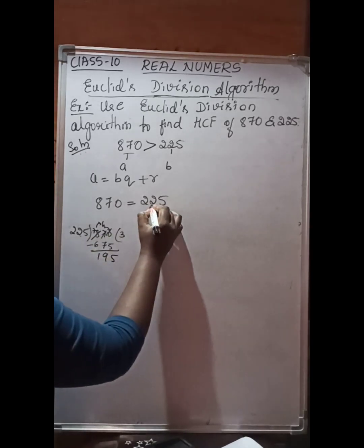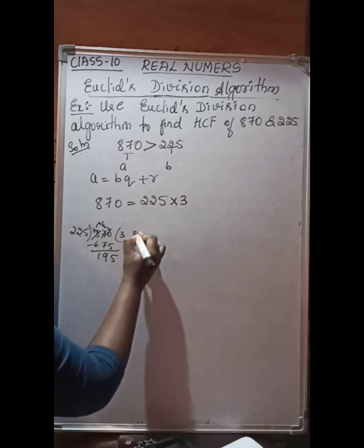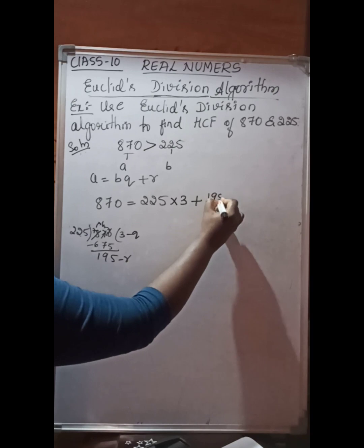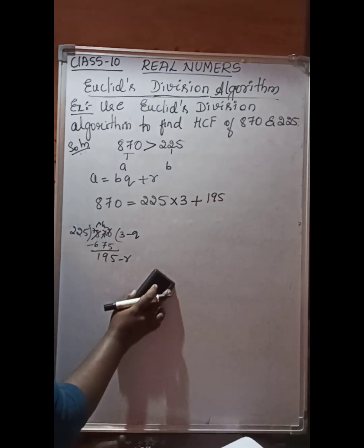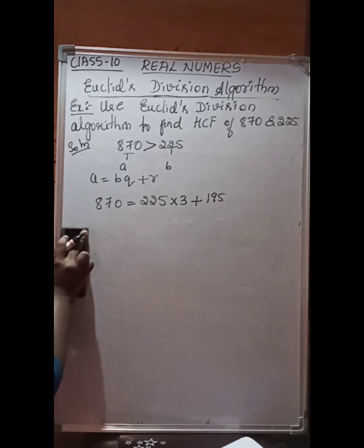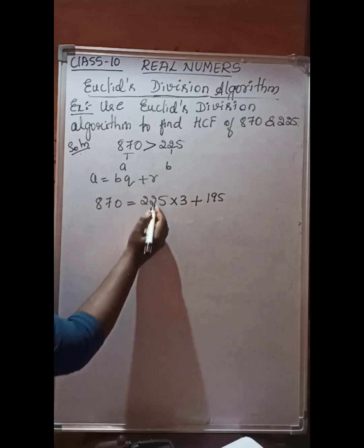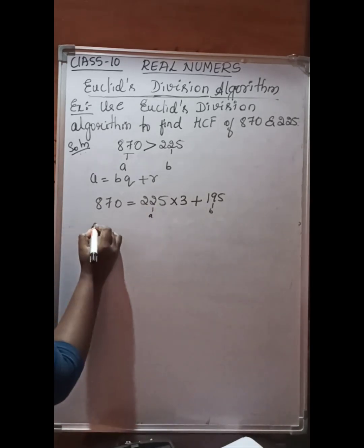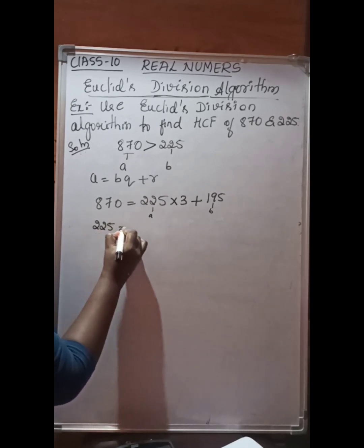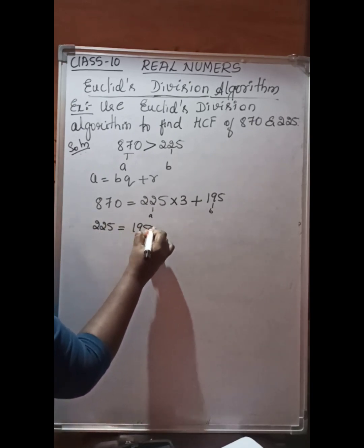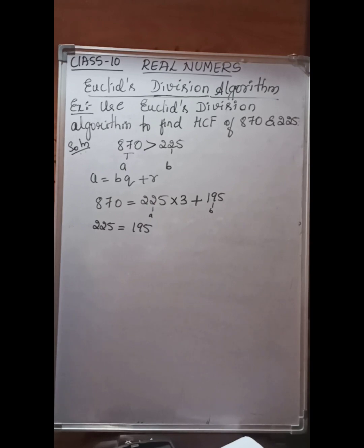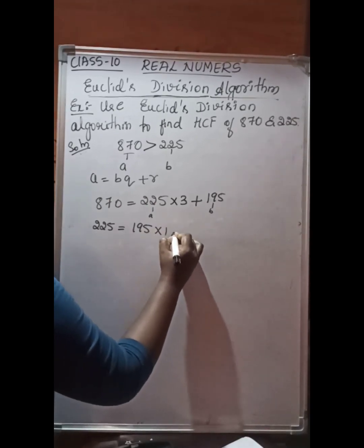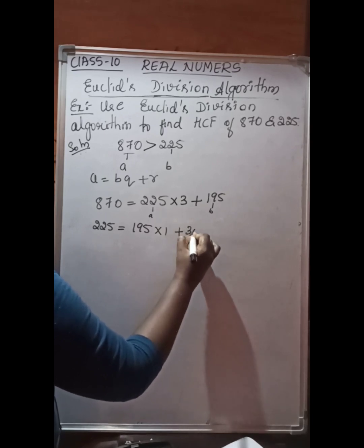So 225 into 3, this is the quotient, no? And what is the remainder? Plus 195. This is how you have to consider the equation. You have to divide and check it out. Now consider this as A and this as B. Now consider 225 equals 195 into 1; you can divide only one time, and the remainder will be 30.